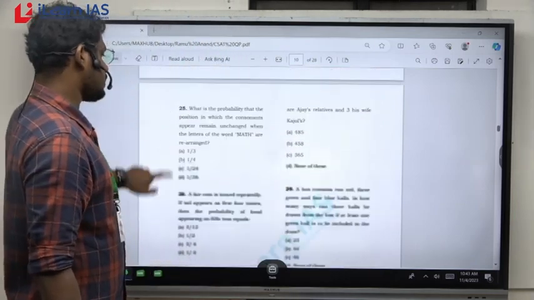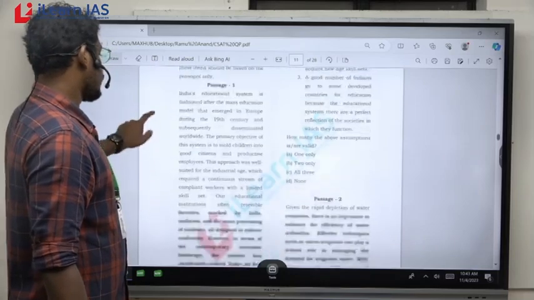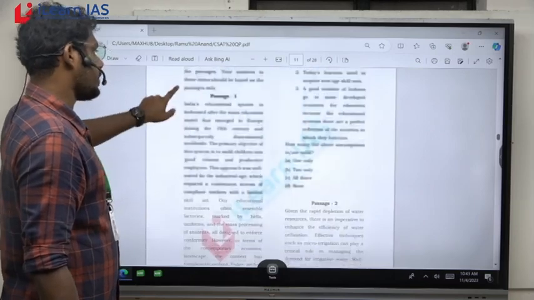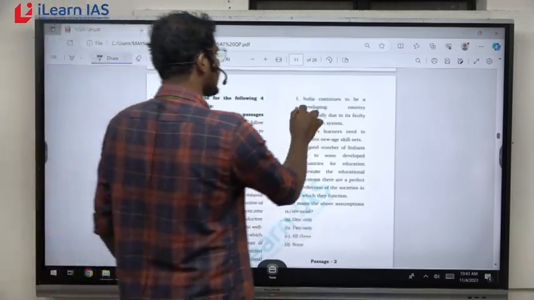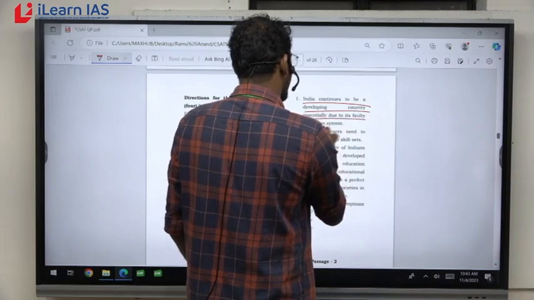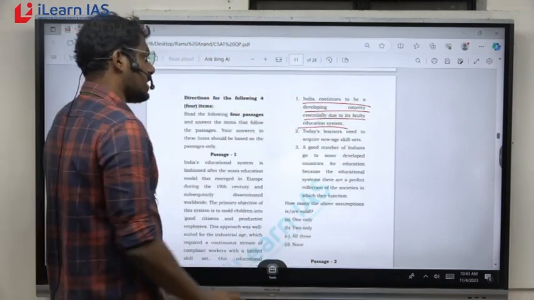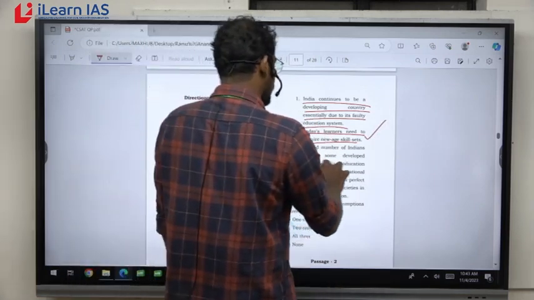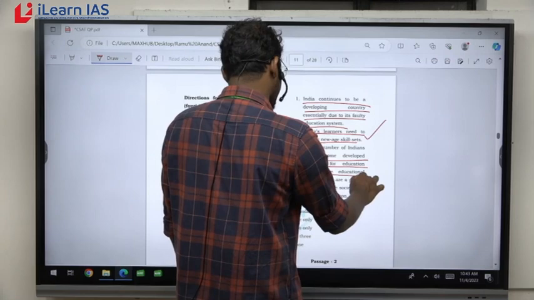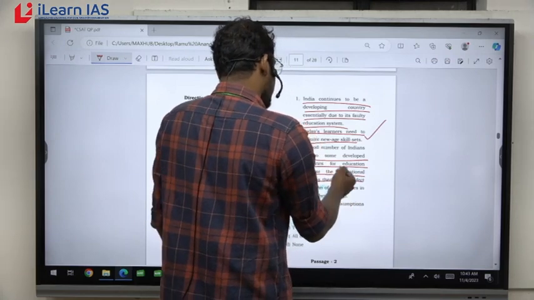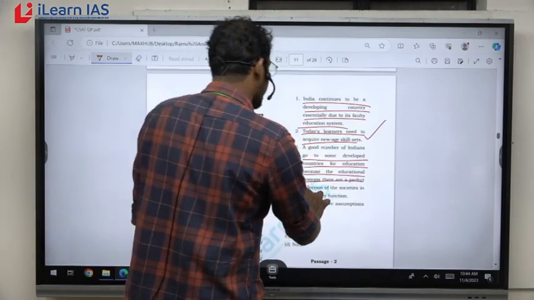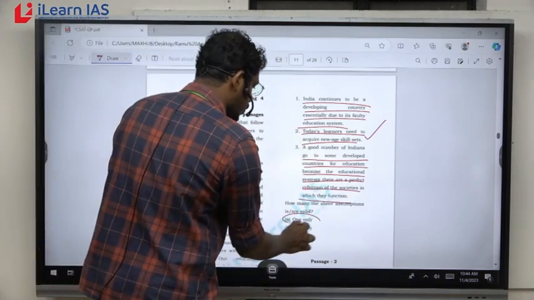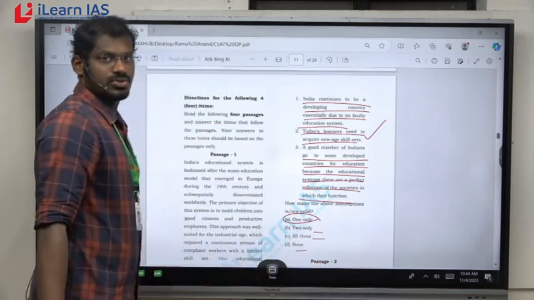Moving on to the next question. Question number 31. With reference to the above passage, the following assumptions have been made. One: India continues to be a developing country essentially due to its faulty educational system. Two: Today's learners need to acquire new skill sets. General statement can be taken as true. Three: A good number of Indians go to some developed countries for education because the educational systems there are a perfect reflection of the societies in which they function. How many of the above assumptions are valid? Only one, two only, all three, none. So this is a risky question.